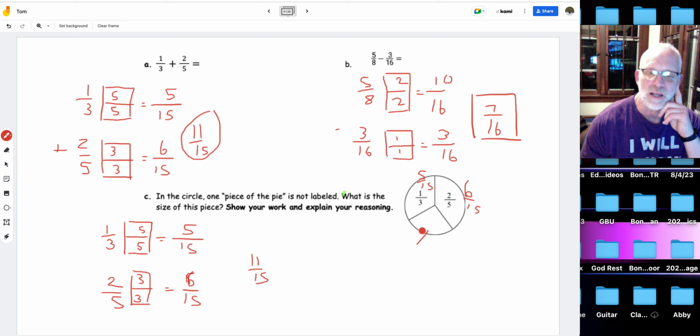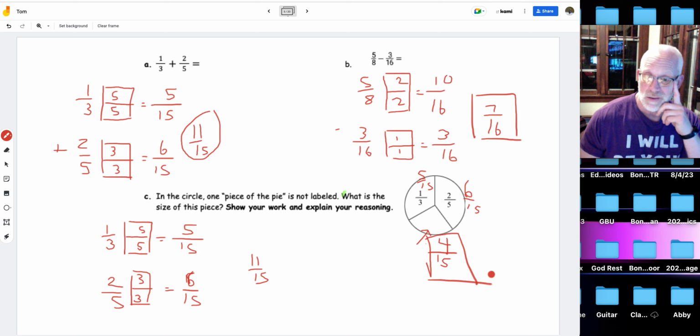How big does this one have to be? It's got to be something out of 15. And these two add up to 11. So it's got to be 12, 13, 14, 15. It's got to be 4 out of 15. That's how big that piece is.